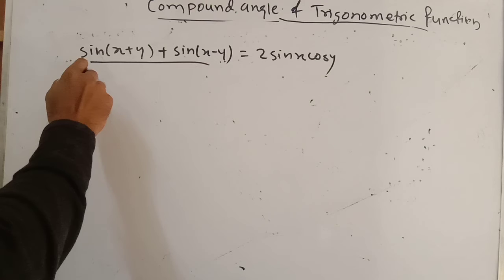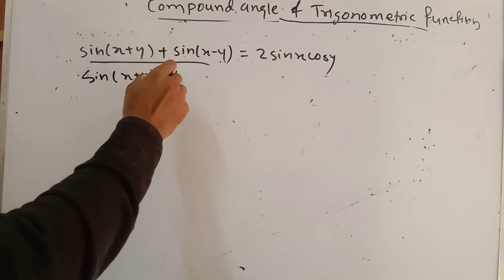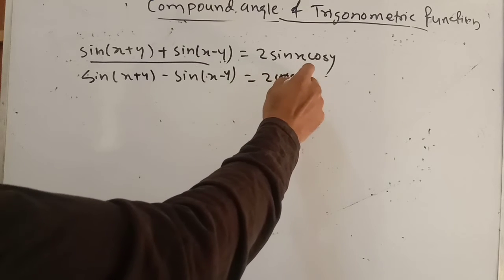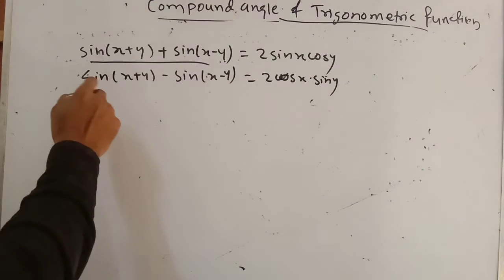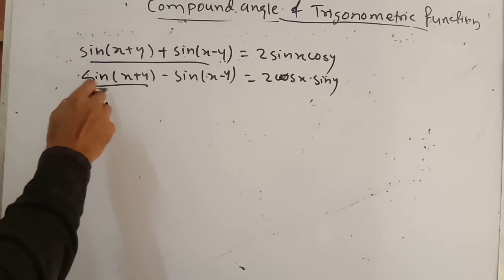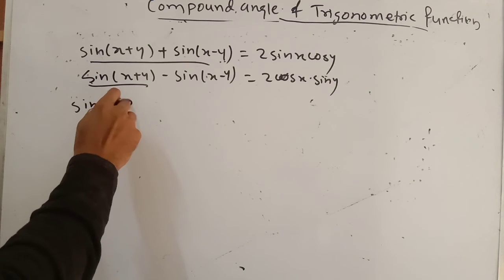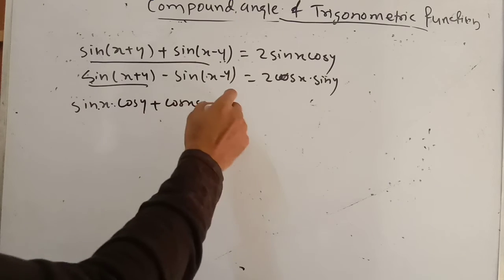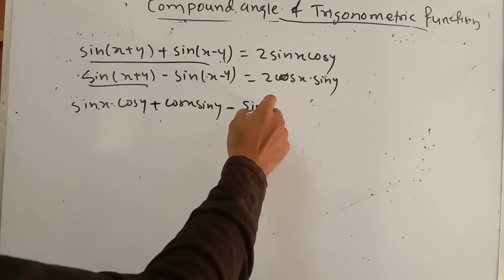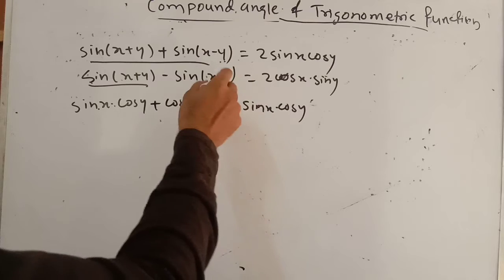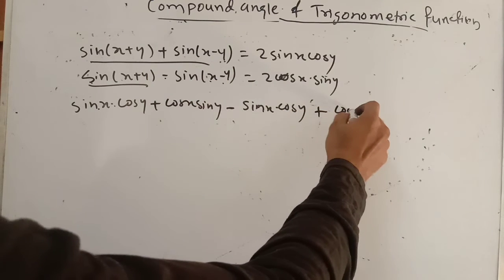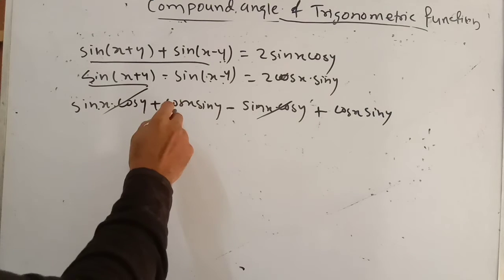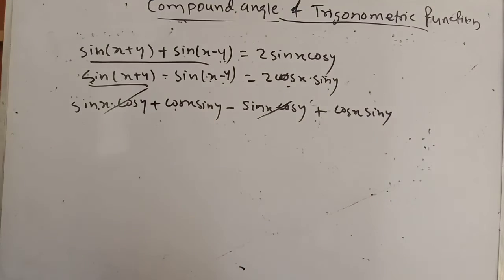Now sin(x+y), and here you write sin(x-y), but subtracting. So it will become what? 2 cos x sin y. How? Just break this one. sin(x+y) is sin x cos y plus cos x sin y. Similarly, break the other: minus sin x cos y, and minus minus plus, so it becomes cos x sin y. You can see the sin x cos y cancels, so it will become 2 cos x sin y.